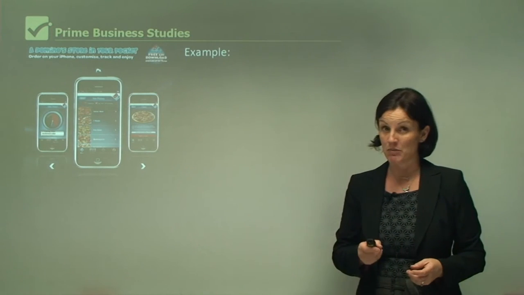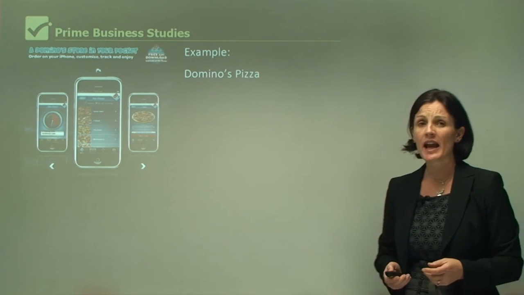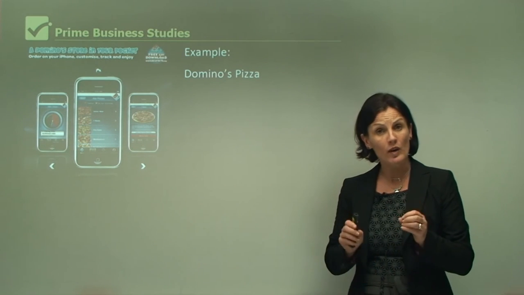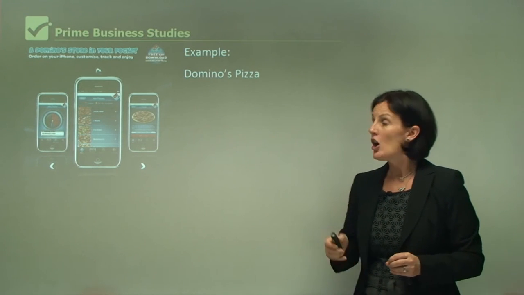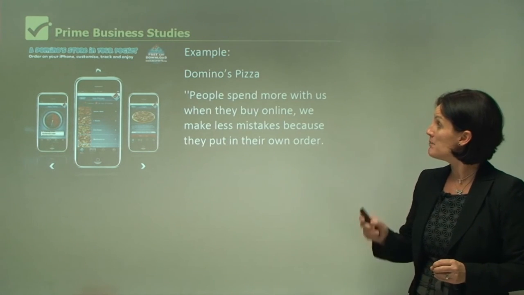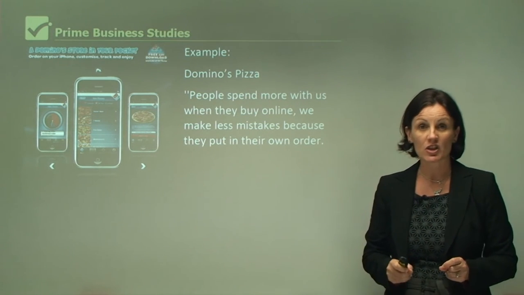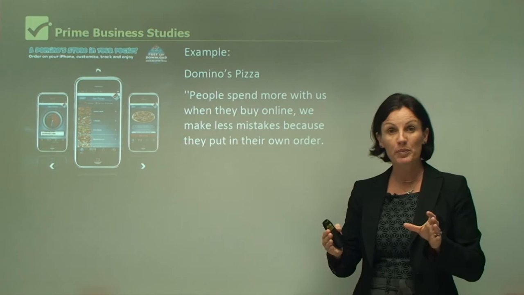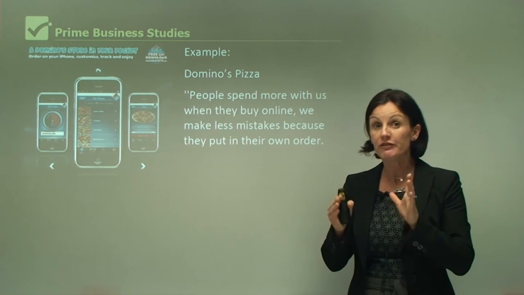Here's a better example though, Dominos Pizza. Now, Dominos Pizza have recently invested a great deal of money into their online ordering system. What they've found is that people spend more with them when they buy online. So I'm likely to buy more pizza or I'm likely to buy a drink or garlic bread if I buy online.